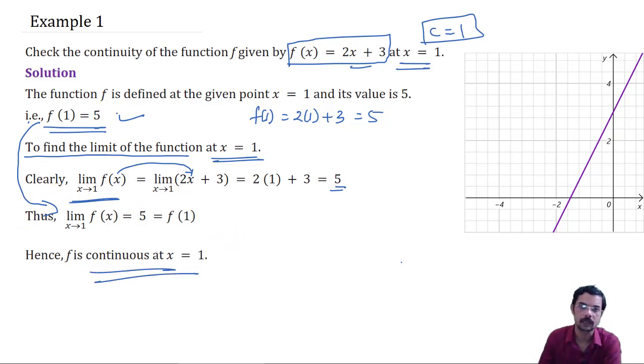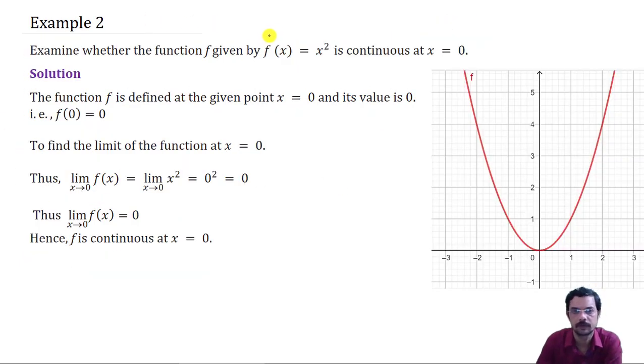Now we shall look at the second example. The function given here is f of x equal to x square, and we have to show whether the function is continuous at x equal to 0 or not. From the graph, it is clear that x square represents a parabola passing through 0. And here it appears to be a continuous function.